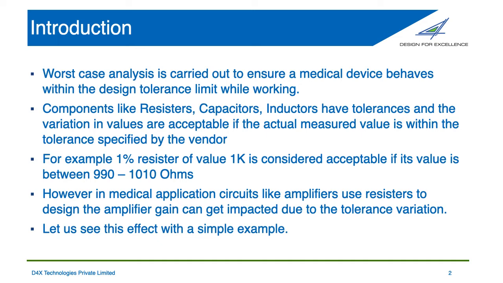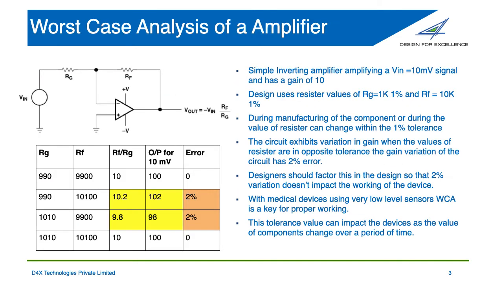Let's see how these variations impact our design with a simple example of an op-amp based inverting amplifier. So here we are designing a simple inverting amplifier with a gain of 10, where RF is the feedback resistor, which is going to be 10K, and RG is the input resistor, which is going to be 1K. Both of them are 1% tolerance resistors, and the desired gain of the amplifier is 10.